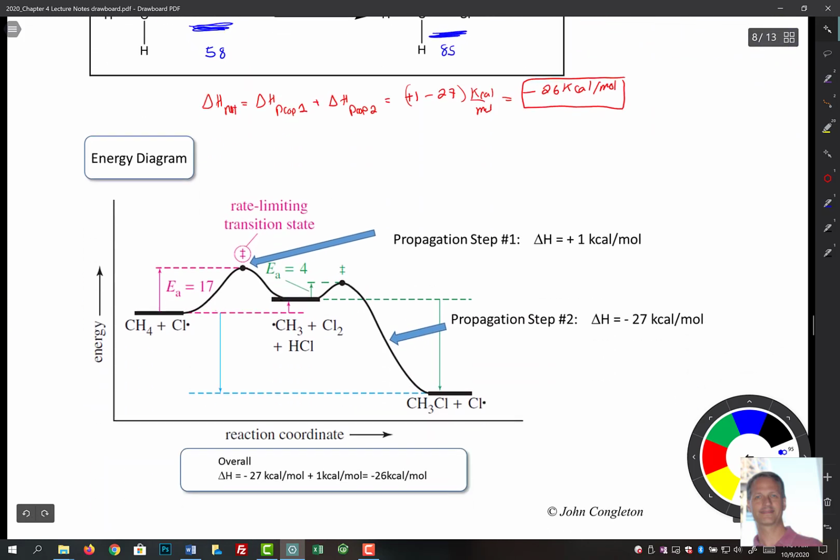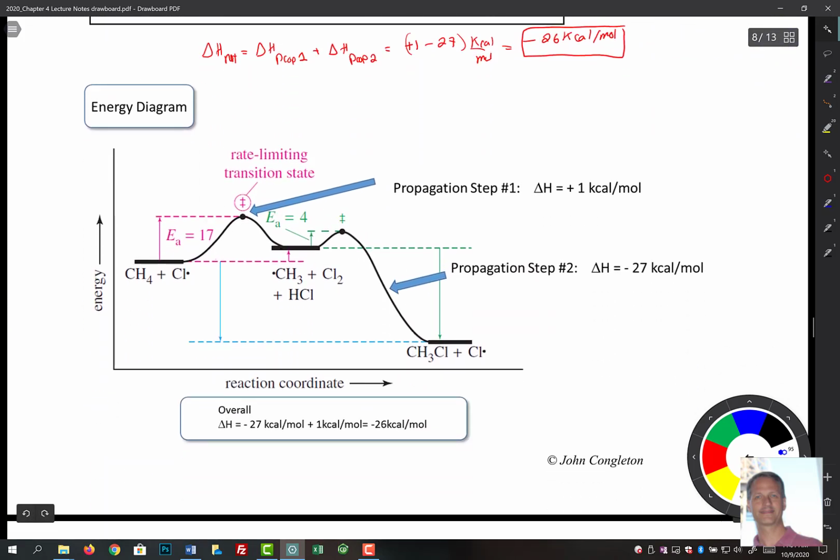Now when we look at the energy diagram, guys, check it out. Here's where we're starting. So here's our CH4 and our chlorine radical. This activation energy is something that we'd have to look up. It's not something we could figure out from our BDEs. But we come over here and we want to be plus 1. So this right here needs to be positive 1. That difference right there is our plus 1. That's your propagation step. Delta H is a plus 1.